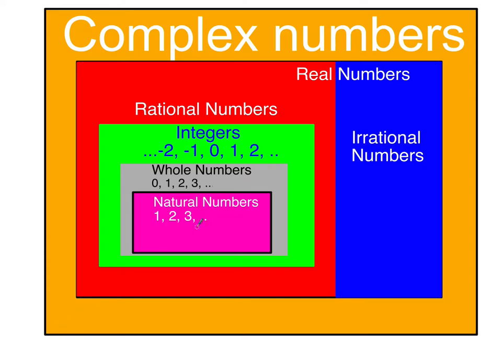So if you have the number 3, for example, it is a natural number, a whole number, an integer, a rational number, a real number, and a complex number. If you have the number pi, for example, that's irrational, real, and complex. But now let's introduce, what are these numbers? There are numbers that are complex numbers that are not real numbers. They're called imaginary numbers.